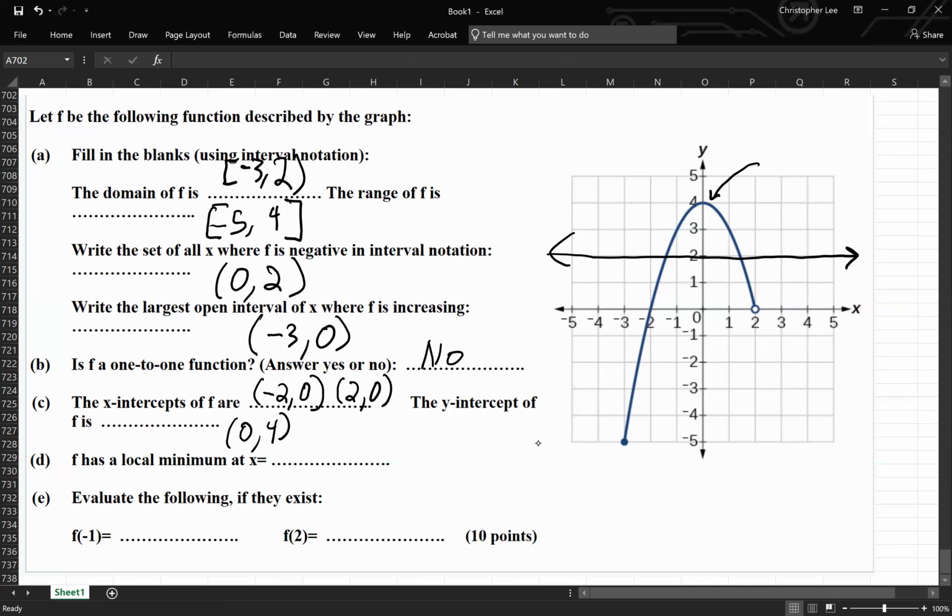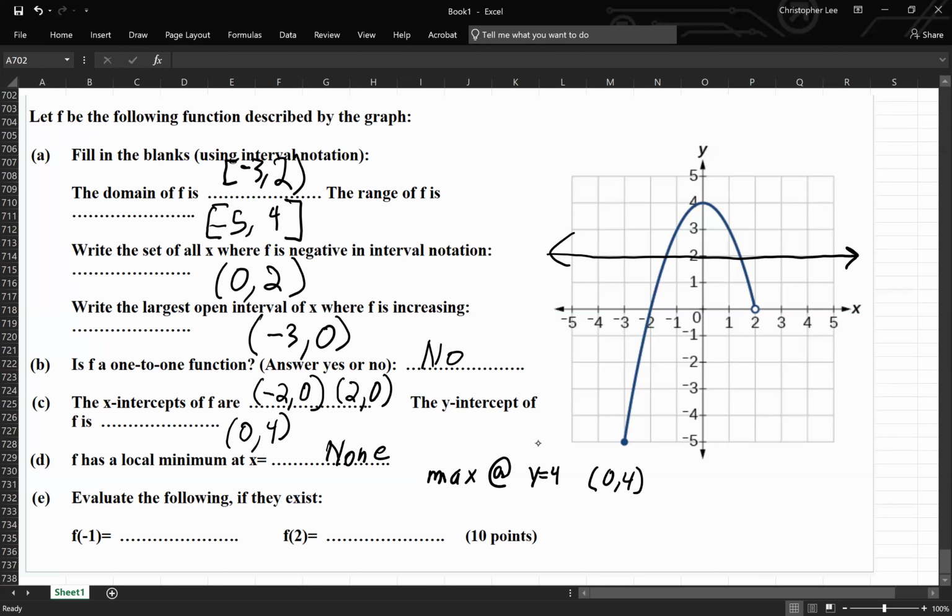Now, is there a local minimum? No, there isn't, right? So none. Is there a local maximum? Yes, it is. It's the y-intercept. That would be your local maximum. And you could tell me the maximum. You could just say max at y equals 4, or you can give me the point. I'd kind of prefer the point though. I really prefer the point, to be honest with you. So that would be 0, comma 4.